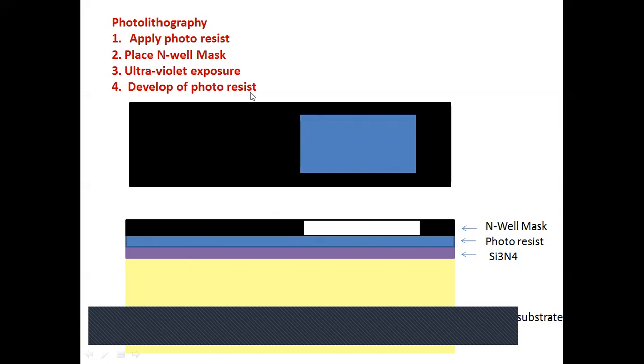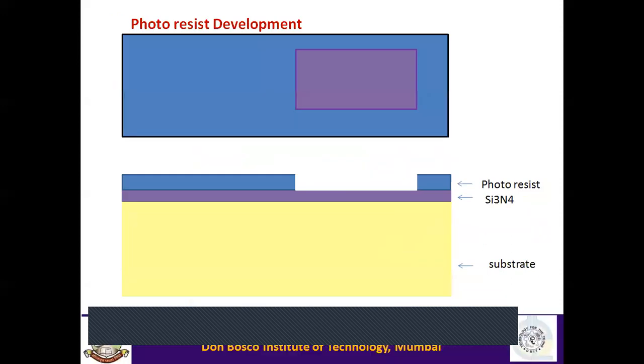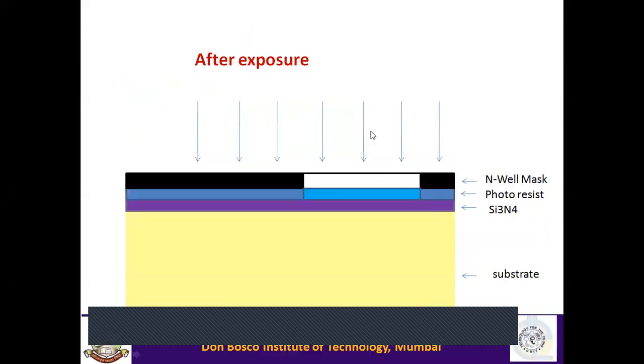Now ultraviolet exposure means this whole structure is exposed to ultraviolet radiation. Exposed photoresist will change its chemical composition. Initially it is hard, so it becomes soft. After ultraviolet exposure, only this much portion will change. This is the substrate, this is silicon nitride, this is photoresist, and this is the N-well mask. Only this portion is changed because it is exposed, and nothing will happen to the photoresist below the dark portion.